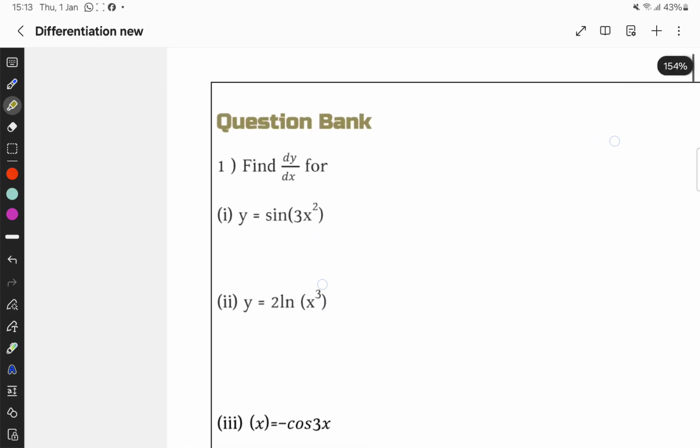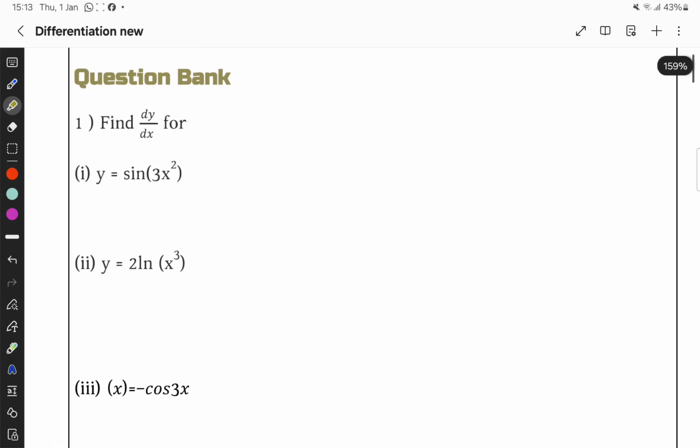So, let's start. Find dy over dx. Do we have any product rule? No, no multiplication here. But the function is sine, so I will start to differentiate. dy over dx will be equal to the differentiation of sine, which is cosine for the same angle. Nothing changes for the angle. Then we just multiply by the differentiation of the inside. 2 times 3 will be 6x.